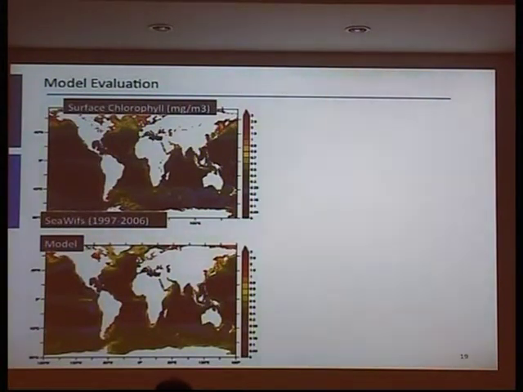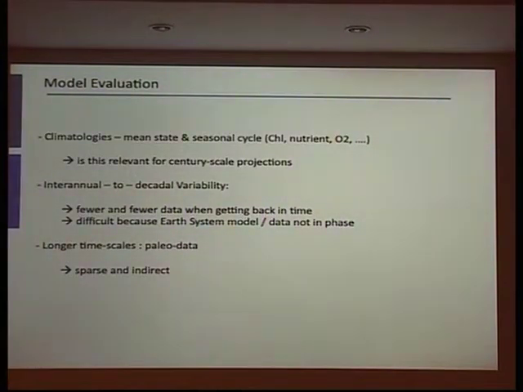You see that now we try to go, of course, a little bit further than that. That's, again, the PISCES model embedded in the IPSL climate model. So this time you have it in a climate model and you compare to observations. Maybe I want to mention this. So in the evaluation procedure, the first task is, of course, to compare to climatologies. And in that case, you will focus on mean state and seasonal cycle of chlorophyll, of course, but also nutrients, oxygen, some other variables. And the big question in this evaluation is, is this relevant for century-scale projections? If your model performs very well for the seasonal cycle, does this mean that it will be better for projections?